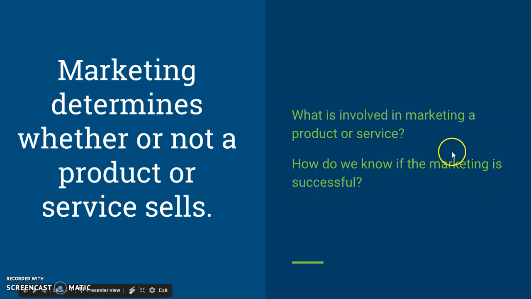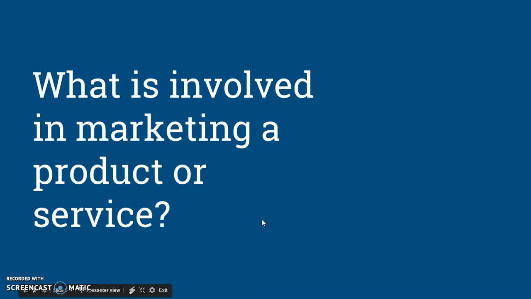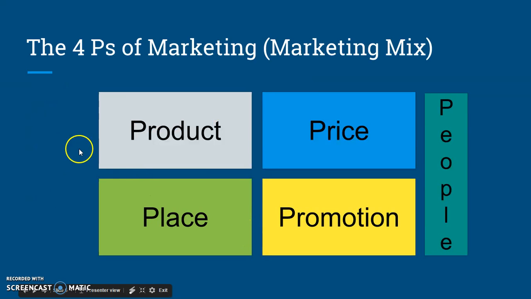So what is involved in marketing a product or service? And how do we know if the marketing is successful? So when it comes to the marketing process, these are the questions that we are trying to answer. By doing that, usually we can successfully market a product and generate sales. So what is involved in marketing a product or service? Let's take a look at that first.